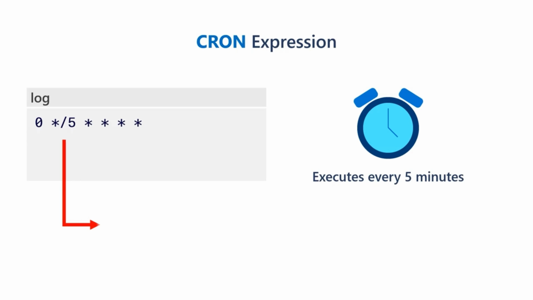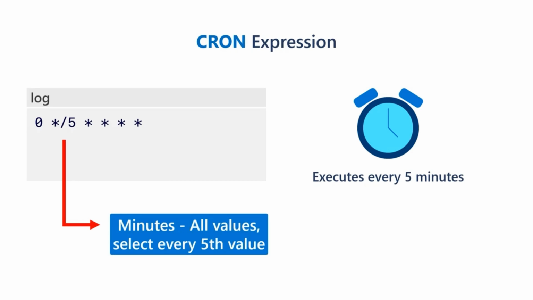The second field represents minutes. The value */5 contains 2 special characters. First, the asterisk, which means select every value within the field. Because this field represents minutes, the possible values are 0 to 59. The second special character is the slash, which represents an increment. When you combine these characters together, it means for all values 0 to 59, select every 5th value. An easier way to say that is simply every 5 minutes.